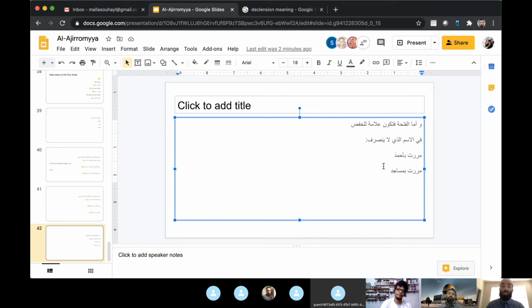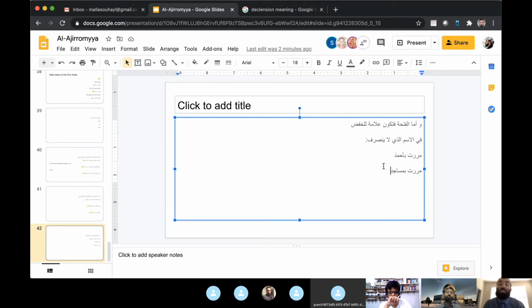But if we were to follow the rule, you would say masjidin. That is how you make something sound plural, and that is makhfud: marartu bi masjidina. But that's not how you make masjid plural. It has a broken plural, which is masajid.